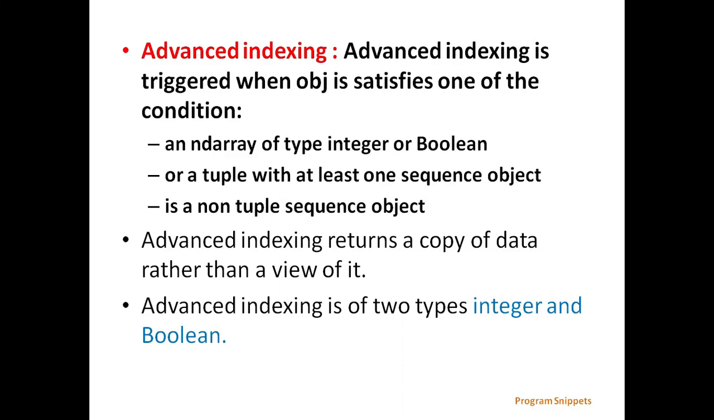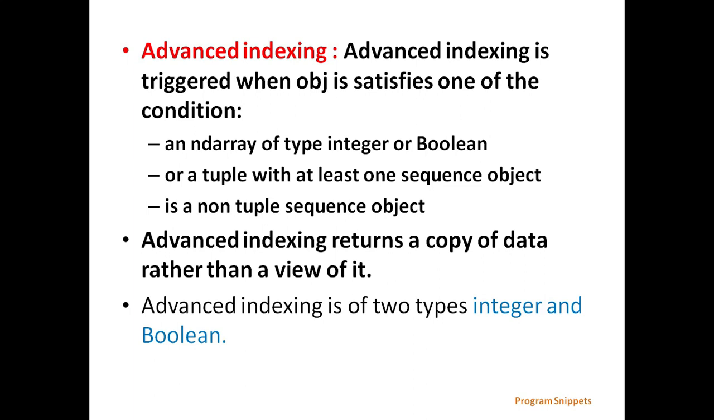Here we will see advanced indexing in NumPy. Advanced indexing is triggered when the object satisfies one of these conditions: it is an ndarray of type integer or Boolean, or it is a tuple with at least one sequence object, or it is a non-tuple sequence object. Advanced indexing returns a copy of the data rather than a view of it.